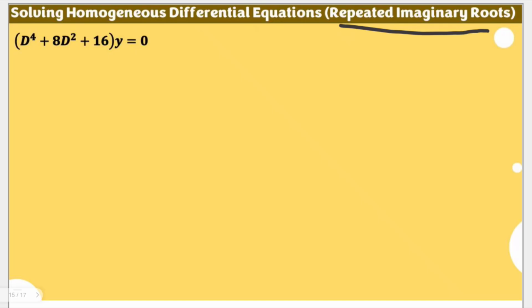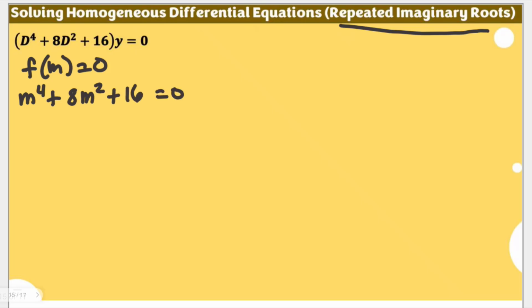Our equation is already given with a differential operator. We need to come up with its auxiliary equation in this manner. Hence, we will have the equation m to the power of 4 plus 8m squared plus 16 is equal to 0. Okay? Once we have this, we can look for the roots of this equation and see if they are really imaginary and there are repetitions, in order for us to apply the general solution.